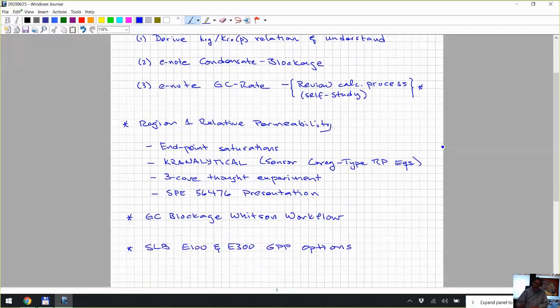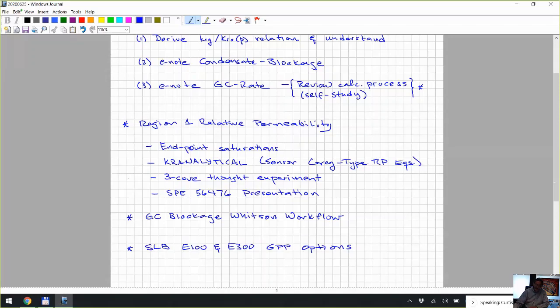And then we're going to move into the relative permeability discussion. I'm going to make some comments about the endpoint saturations that are a bit contradictory to what I said yesterday and been saying for many years, so we'll look at that briefly. I'll give you an example of a Corey-type rel-perm equation that's used in the reservoir simulator sensor called KR Analytical, and we'll study how the endpoints affect this fundamental relationship between KRG and the ratio KG/KO.